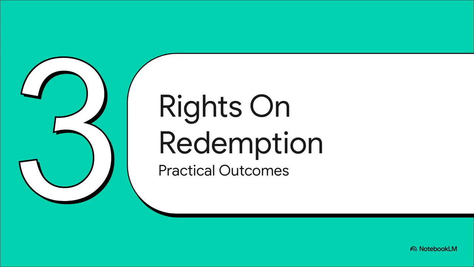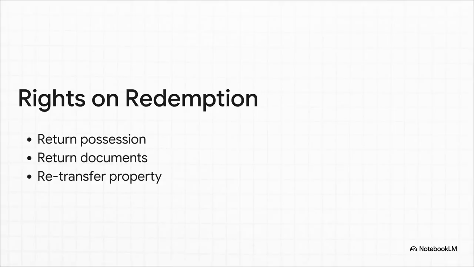Next, heading number 3, Rights on Redemption. Return of possession, return of documents, retransfer of property. We've discussed the concept, but you must list the practical outcomes in your answer once redemption legally occurs. Read those again mentally. Return of possession, return of documents, retransfer of property. Class, these 3 specific physical rights form the tangible outcome of Section 60.